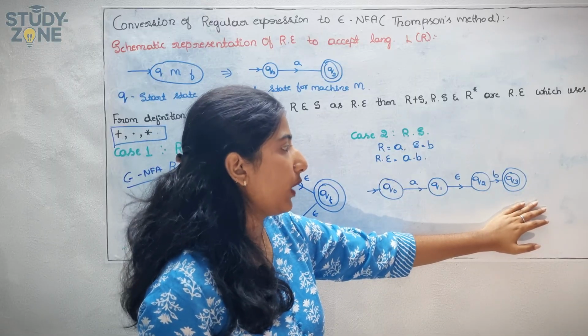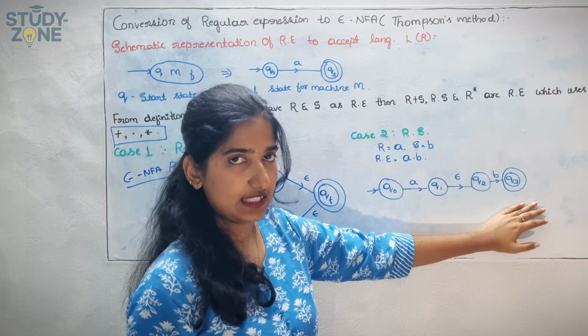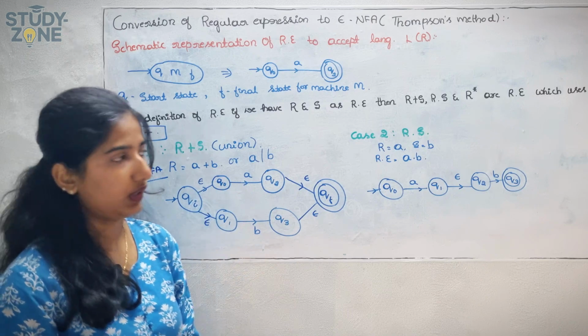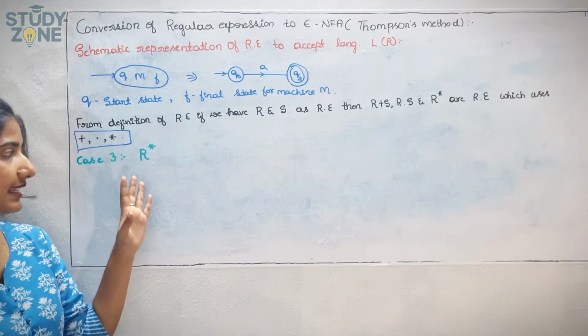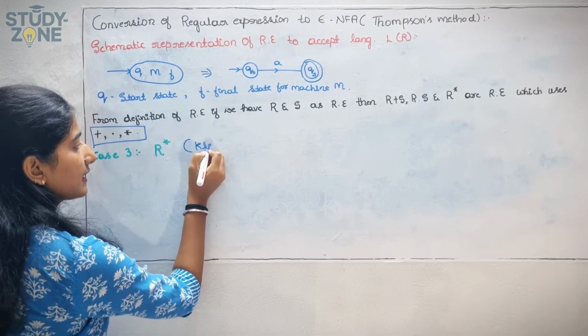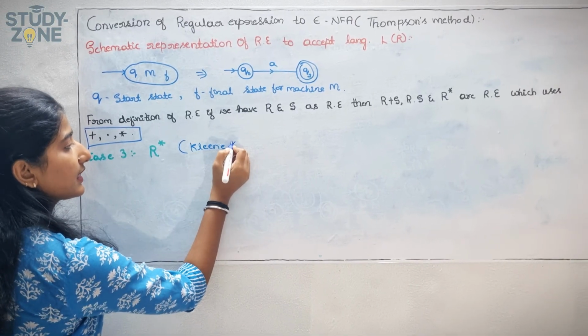Okay, now let us see the third case, that is closure, or we can say Kleene closure. Okay, case 3 is R star, which means we can say Kleene star also, right? What is Kleene star?